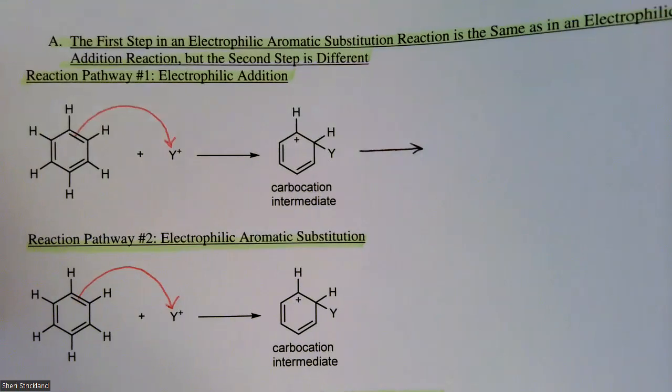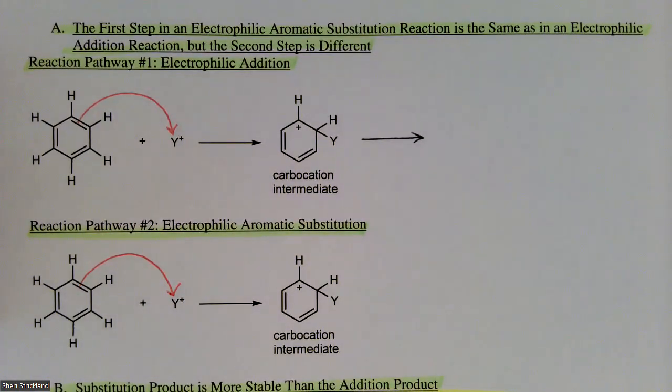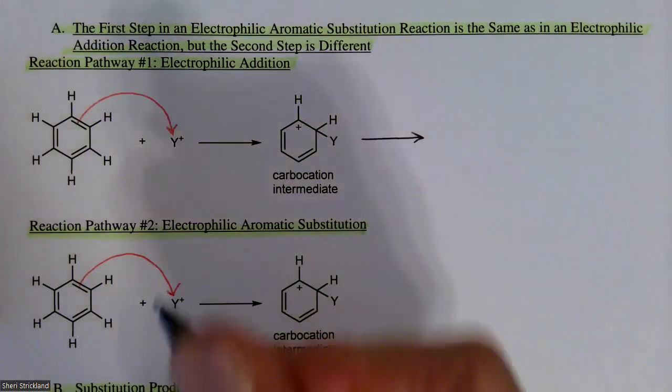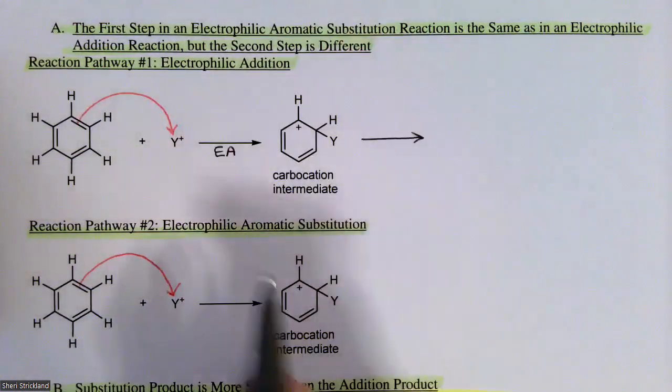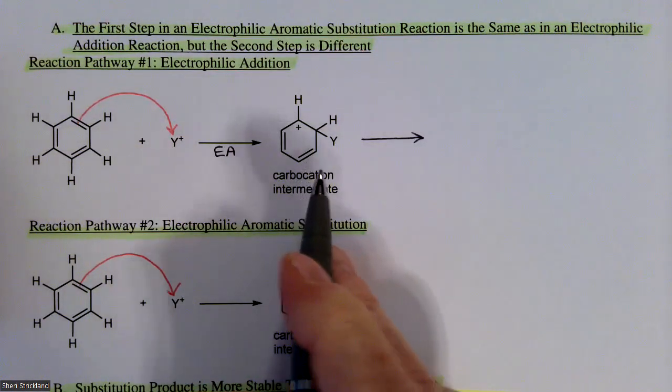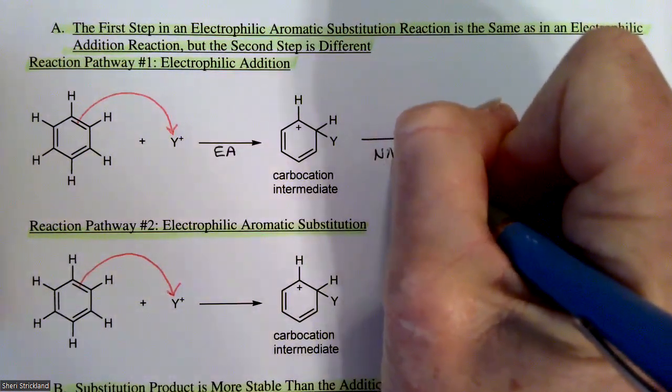The reactions of benzene are called electrophilic aromatic substitutions, and they start out the same as an electrophilic addition, but the second step is different. So if this were an electrophilic addition, then you know that in the first step, the electrophile would add, and you would get to this carbocation intermediate. And in the second step, you've got a nucleophilic attack.